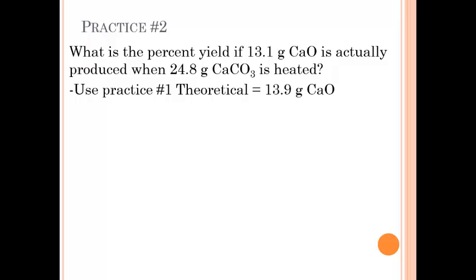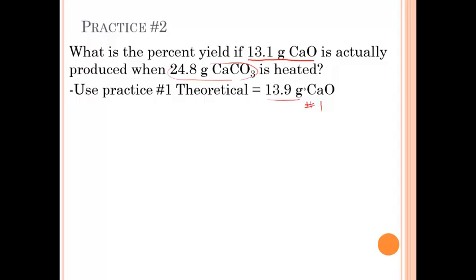Practice problem number 2 is kind of a connection with problem number 1. We want to know the percent yield for this problem. So I am telling you that when we actually do this lab, you get 13.1 grams. That's how much you get on the balance when this is all said and done. Sorry, from practice problem 1, we started with 24.8 grams calcium carbonate. We ended with 13.9 grams. So this work has already been done in practice problem number 1 for you.